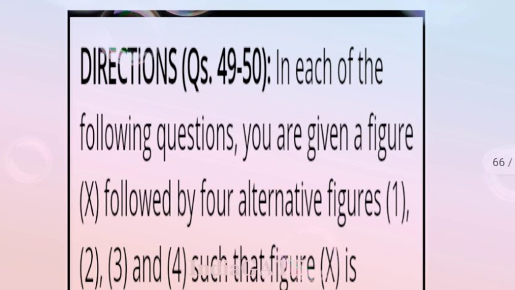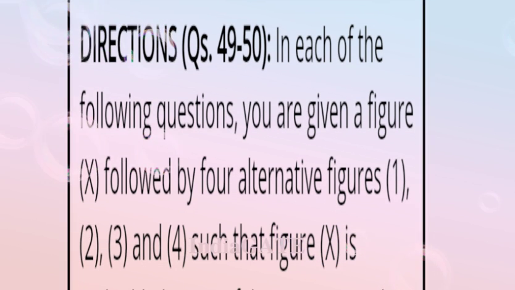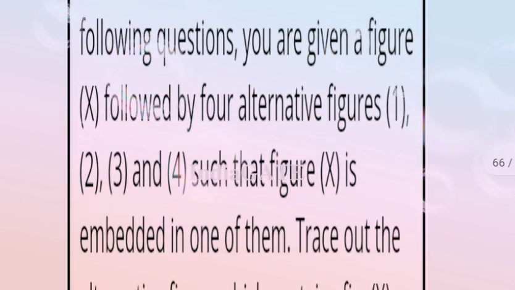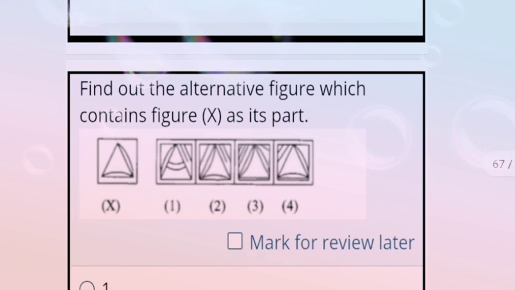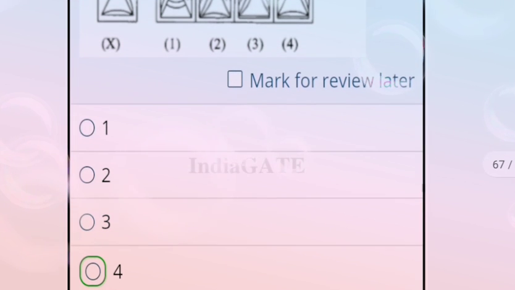Next, here the direction is given for 49 and 50. In each of the following questions, you are given a figure x followed by four alternative figures 1, 2, 3 and 4 such that figure x is embedded in one of them. Trace out the alternative figure which contains figure x as a part. So here first x is given, find out the alternative figure which contains figure x. So the correct answer for this question is option 4. So option 4 contains the x figure.